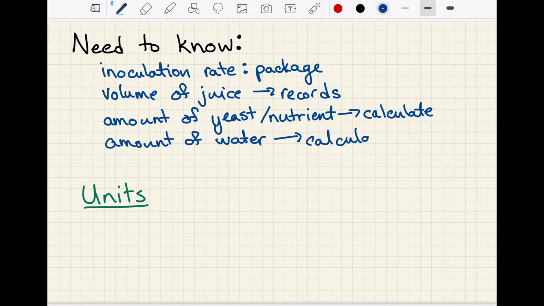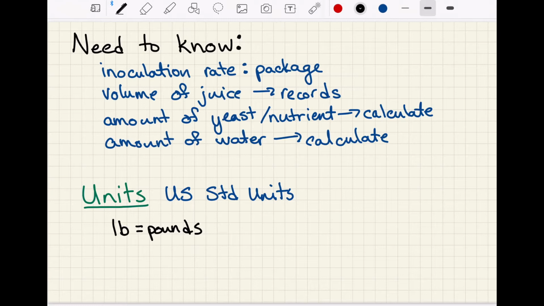So just a note before we get started on units. In this video, we're going to be using and talking about US standard units. There is another video in this series where we use metric units to do the exact same calculations. But we are going to be using the US standard units, and those will look like pounds, the short form that I will use for pounds, and gallons will be the volume that we'll be talking about. So pounds will be the mass, gallons will be the volume.